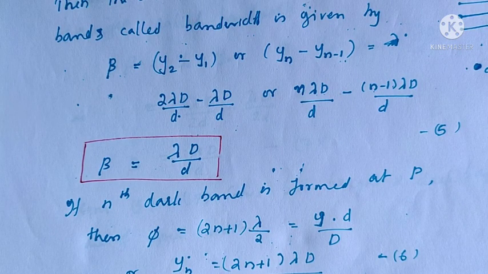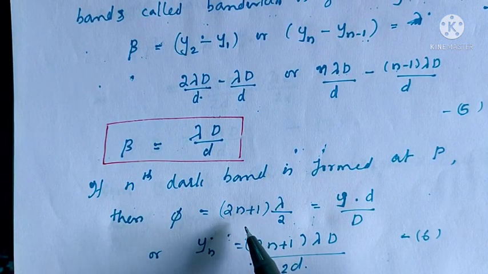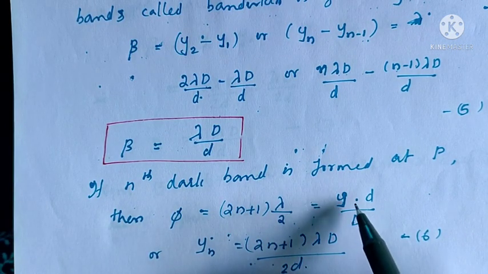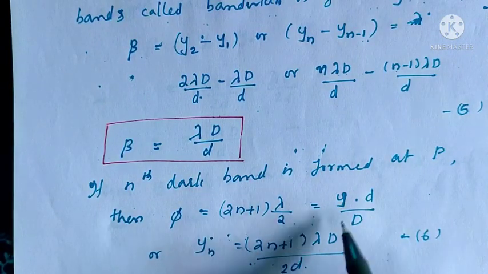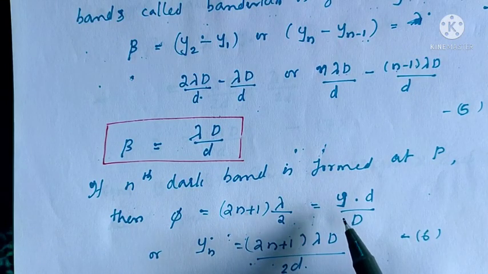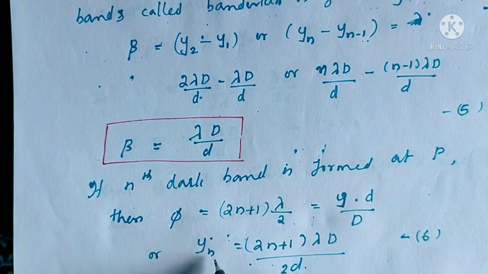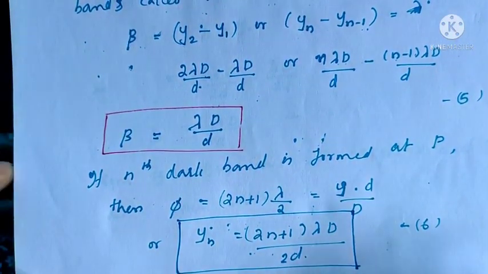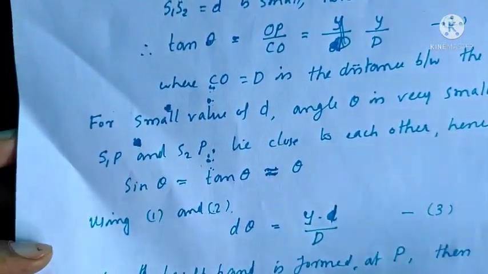And if you are finding the dark fringe at B, then the path difference phi can be written as 2n plus 1 lambda by 2. This is the condition for dark fringe which we have seen in the last class, and which is nothing but y small d by capital D, which we have derived just before. So if the fringe is dark, it should satisfy this condition. We can equate these, and from this we will get yn is equal to 2n plus 1 lambda capital D by 2d. So this is the condition for dark fringe which appears on the screen. And the condition for bright fringe was this.